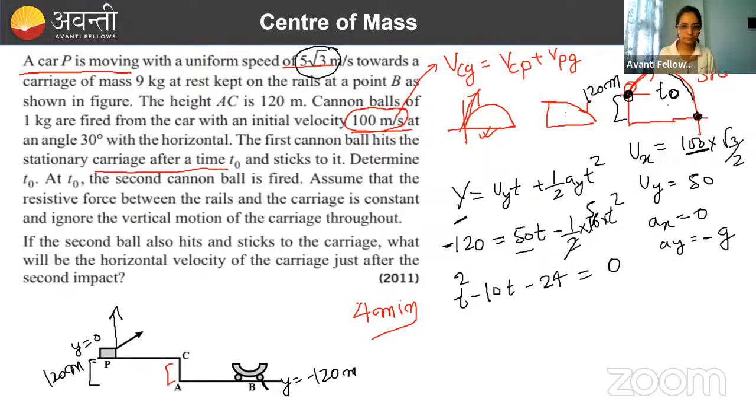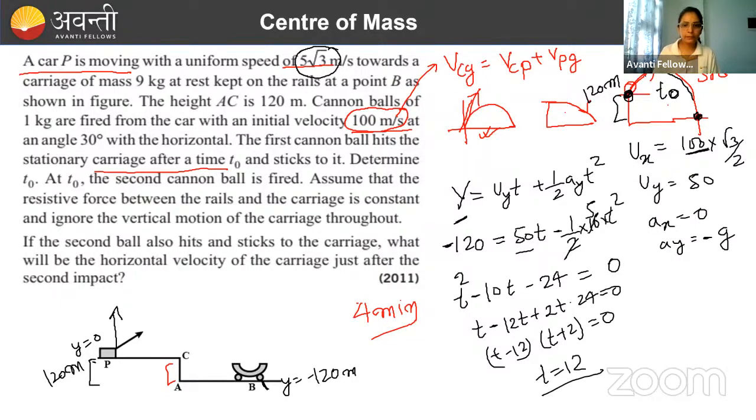Now let's solve it. So t equal to how much? We can break it like -12t plus 2t minus 24 equal to 0. So if you are going to solve it, you will get this. I know time can't be negative, so t equal to -2 is incorrect. T will be equal to how much? Not 64. T will be equal to 12. See carefully, what will be the value of t, 12 seconds. So t naught is how much here? T naught here is 12 seconds.